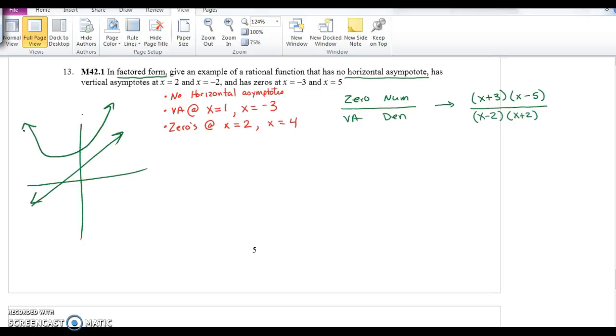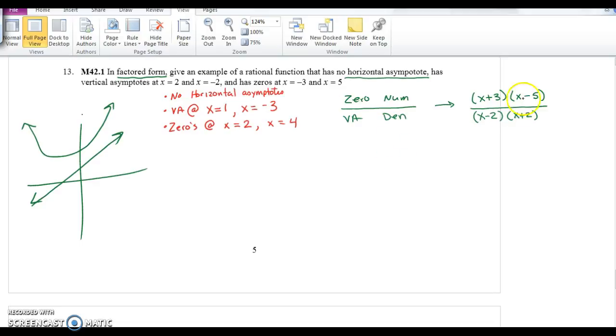And that happens when the numerator has a bigger power than the denominator. Think about x cubed over x squared. That simplifies to y equals x. That's a slanted line, or a slanted asymptote.